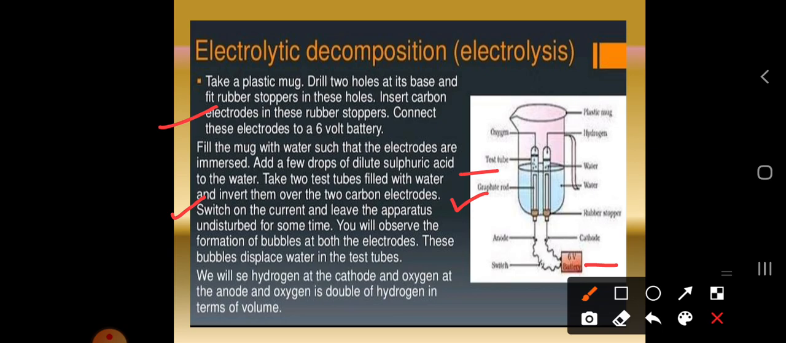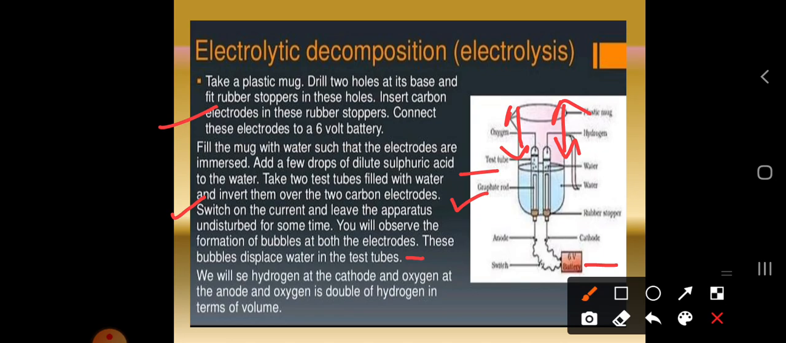Don't touch it and leave the apparatus as it is after switching on the current. You can observe the formation of bubbles at both the electrodes. You can observe how the bubbles are forming at both the electrodes, and these bubbles displace water in the test tube. So what happens after applying the electricity? You can observe the movement of water here.